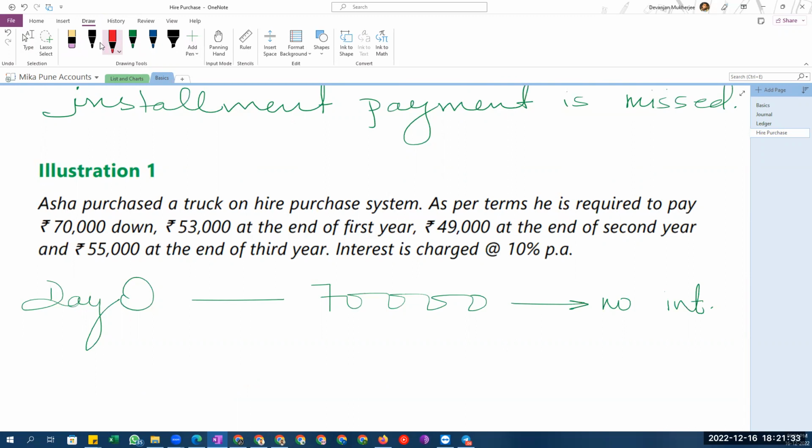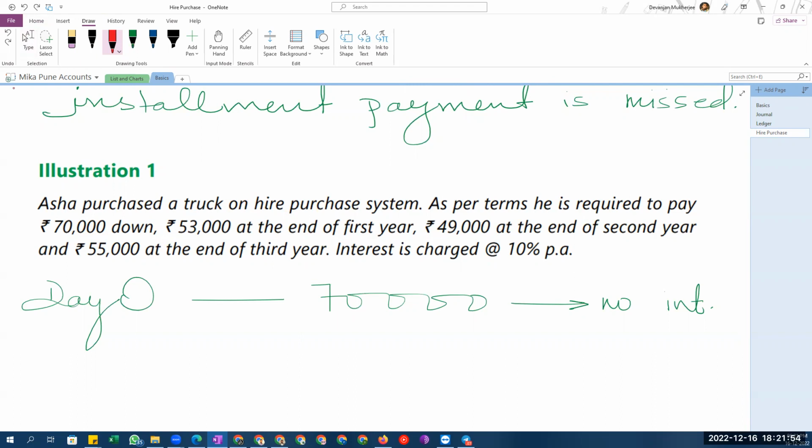No, so that's pretty much the idea. There will be no interest, as you said. So then on this there is no interest. The 70,000 is a full cost amount itself, there is no interest on that. But this 53,000 has interest included in it, isn't it?